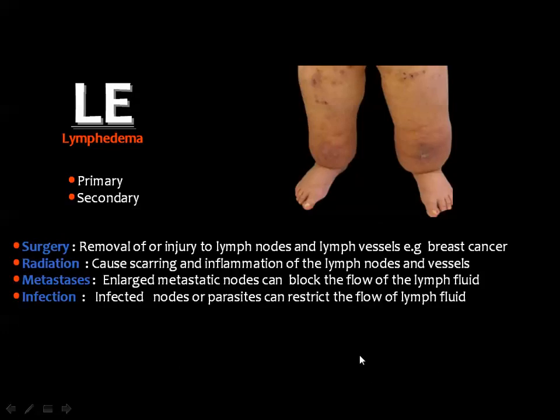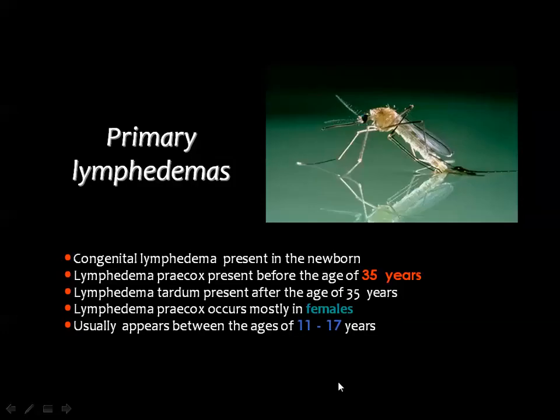Lymphedema is also one of the lesions that may cause diffuse swelling of one or both limbs, and there are two main types: the primary lymphedema and the secondary one. The secondary lymphedema is usually the sequelae of surgery, like removal of the regional lymph nodes, as in cases of breast cancer, radiation, metastasis to the lymph nodes, and infection, which will impede the lymphatic drainage, leading to accumulation of the lymph in the vessels, resulting in this progressive swelling of the foot.